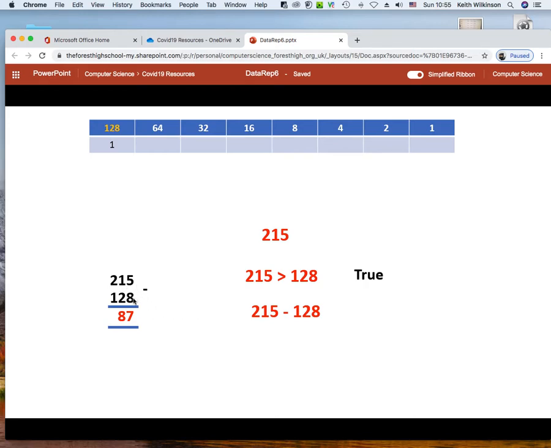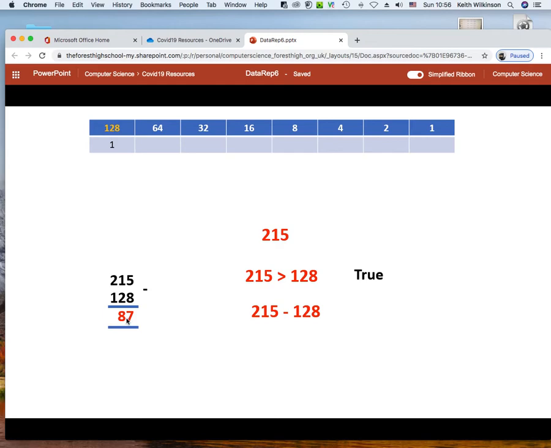215 minus 128, let's go through it. 8 from 5 can't do, so we're going to borrow from 10, so that's 15. 8 from 15 is 7. 2 from 0, because remember we borrowed that 10, so we're going to cross that out, borrow 100 there. So 2 from 10 is 8, and then because we crossed that out and made that a 1, 1 from 1 is 0. So 215 take away 128 is 87.